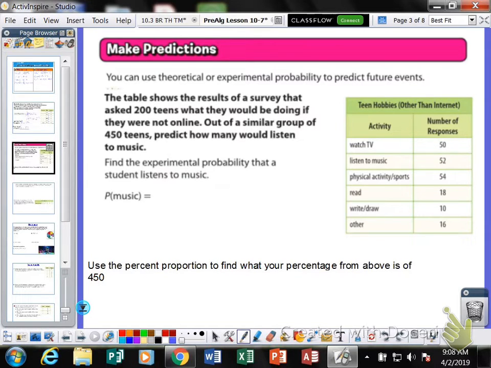survey that was done. So I want to write our ratio first. So we have the probability of music, and that's going to equal number of students who said they listen to music, and that's going to be over our total numbers surveyed.